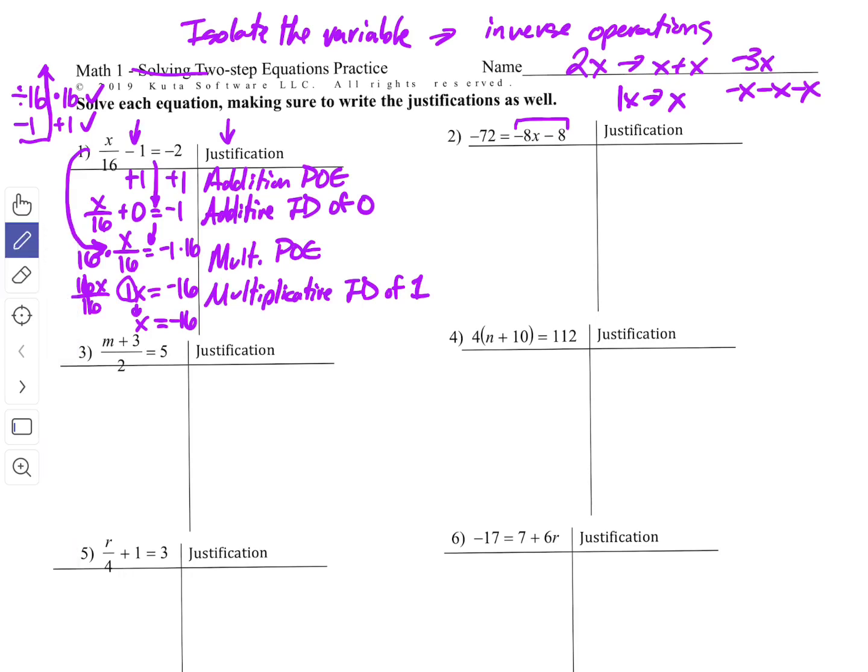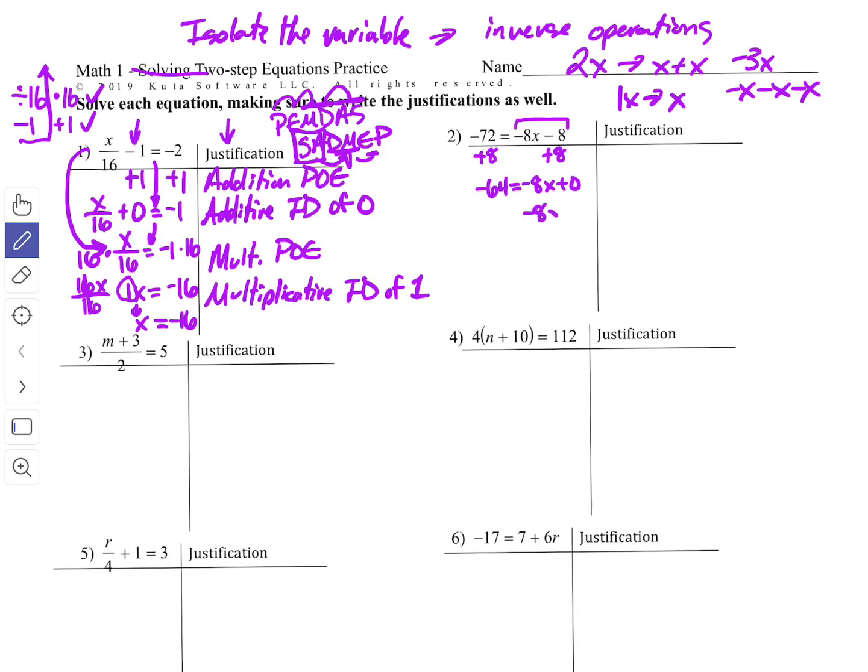So I've got -8 times x minus 8. First thing I want to do is add 8. Remember, in order of operations, we follow PEMDAS: parentheses, exponents, multiply and divide, then add and subtract. But when we're solving, we're using SADMEP. So we're starting generally with add and subtract, then multiply and divide, then exponents and parentheses. So I'm going to add 8 to one side, which means I add 8 to the other side. So I get -64 equals -8x plus 0.